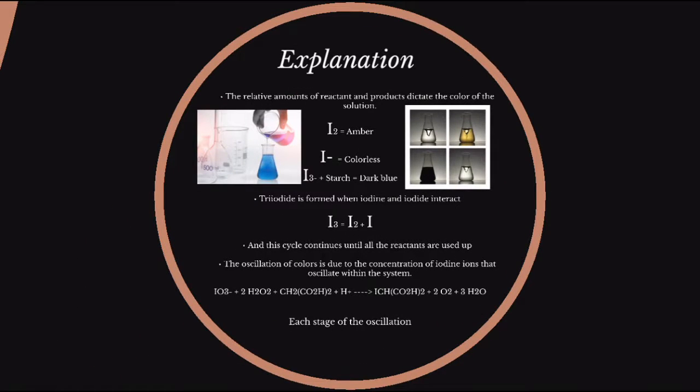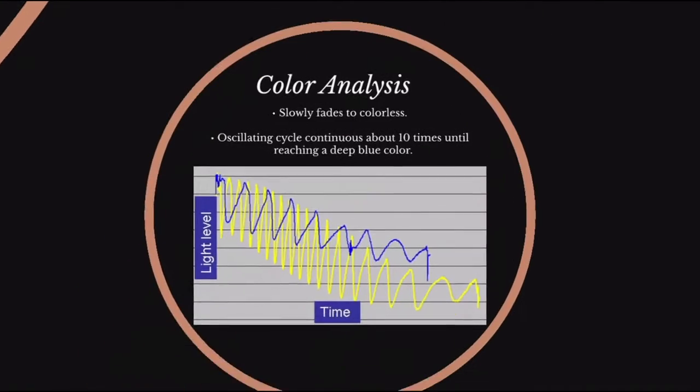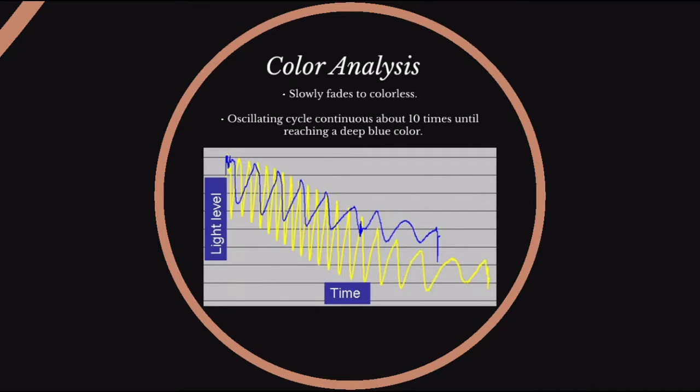Here's the explanation. As this reaction runs, the relative amount of reactant and product dictates the color of the solution. Triiodide is formed when iodide and iodine interact, and this cycle continues until all the reactants are used up. This is the color analysis of the Briggs-Rauscher oscillating reaction. The reaction goes through a cycle of at least 10 times, and it slowly fades to colorless until reaching a dark blue color.